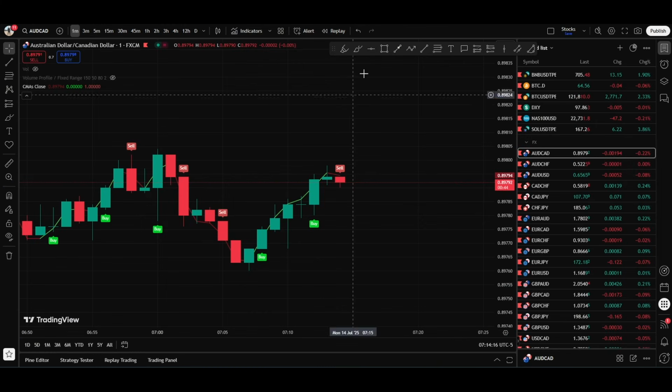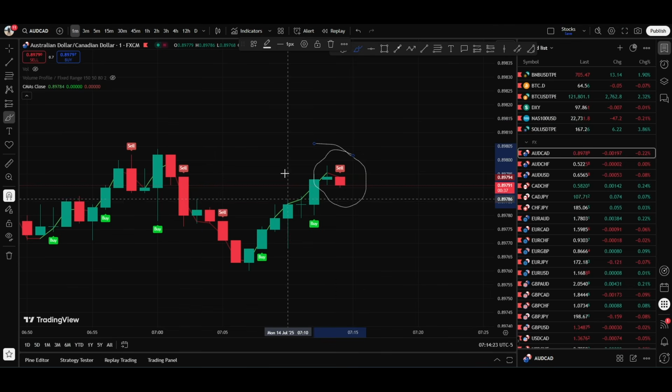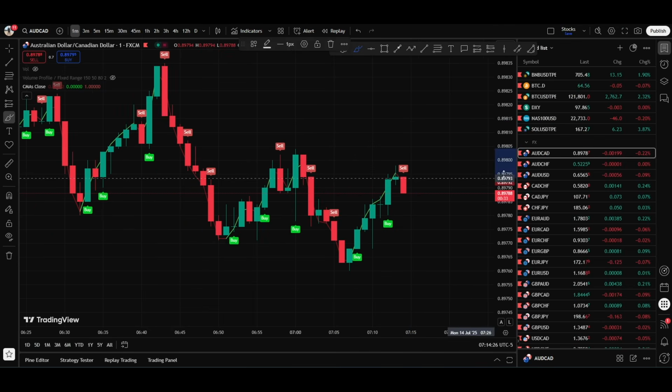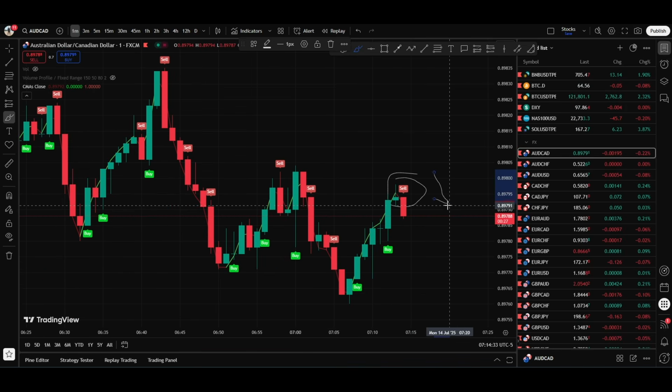For example, here we have the Australian Canadian dollar, and our indicator is signaling a sell. So let's switch to this currency pair and open a sell trade right from here. So what do we need to do? We need to go through all the currency pairs. And whenever we see a signal, like we did here, we immediately open a trade in that direction.